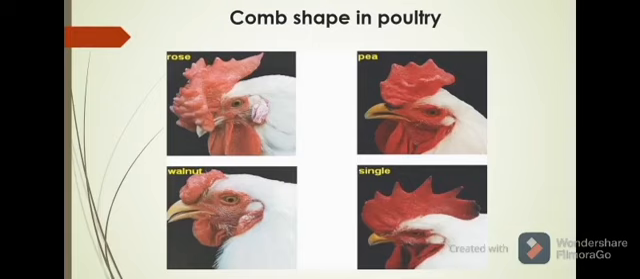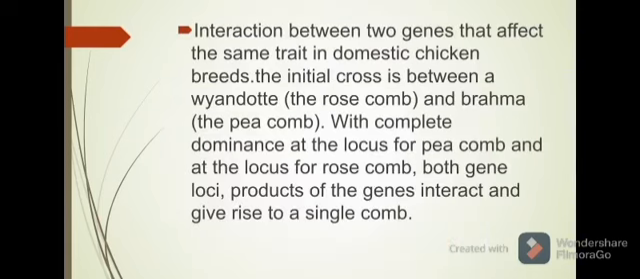Next is comb shape in poultry. These are the different kinds of comb shape of chicken. Interaction between two genes affects the same trait in domestic chicken breeds. The initial cross is between the Wyandotte, or the rose comb, and the Brahma, or the pea comb, with complete dominance at the locus for pea comb and at the locus for rose comb. The products of both gene loci interact and give rise to a single comb.